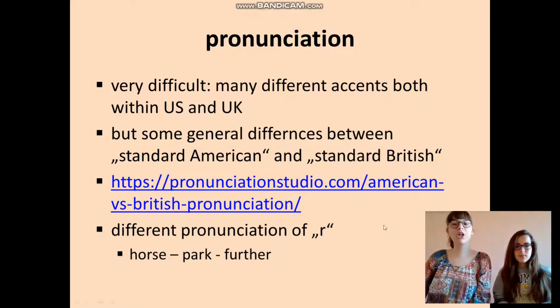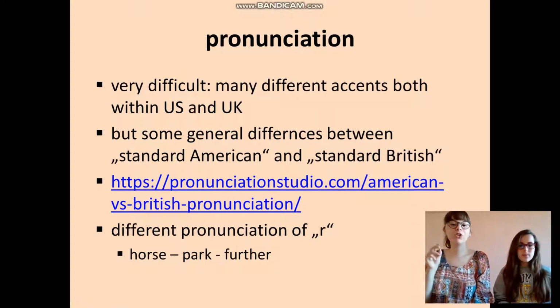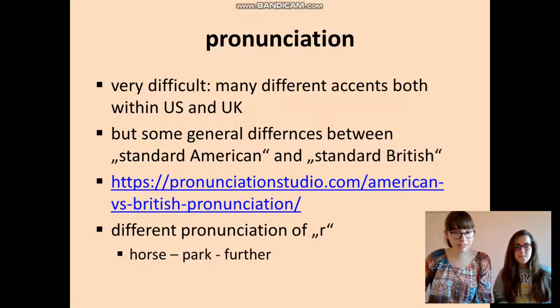Yes. Okay, so we found out about this website, and I really like it because they have many examples of how to pronounce different sounds in British and in American English. And you can listen to every example. They write about it and explain it, and you can listen. So I really liked it.